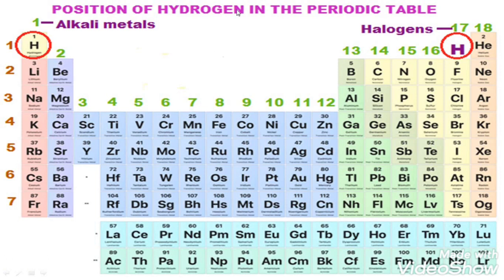Now we'll see the position of hydrogen. You can see here very clearly, hydrogen is placed in alkali metals above lithium and in halogens above fluorine. So it is in alkali metals and also in halogens. So it has two places in the modern periodic table. Why it has got two places in the modern periodic table is what we will be studying in a little more detailed way.